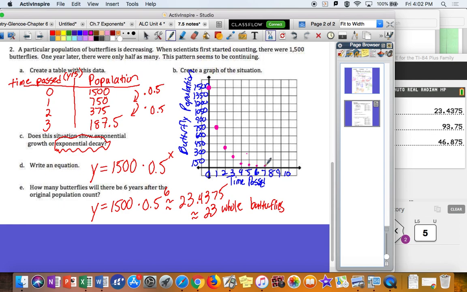So I'm not going to do any more, but essentially it's going to get closer and closer to 0. Theoretically, you can never quite reach 0, but certainly we can get below 1 butterfly under this pattern here. So eventually things do go extinct, right? Although the exponential decrease could never get quite to 0, certainly the actual practical situation here could get down to 0. So that is what we call exponential decay.